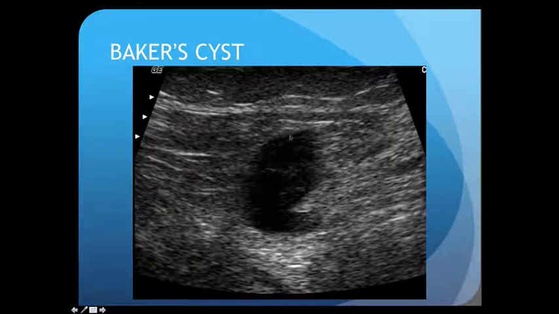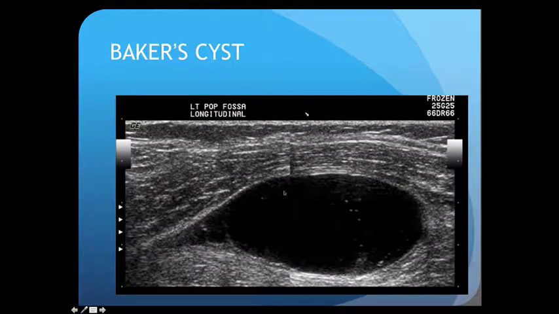This is what they look like, a fluid-filled space, and here is a little neck that dives towards the knee joint here. If we look longitudinally, they can be quite long. This is an unruptured cyst. If they rupture, you can then also see fluid tracking down between the intramuscular planes.